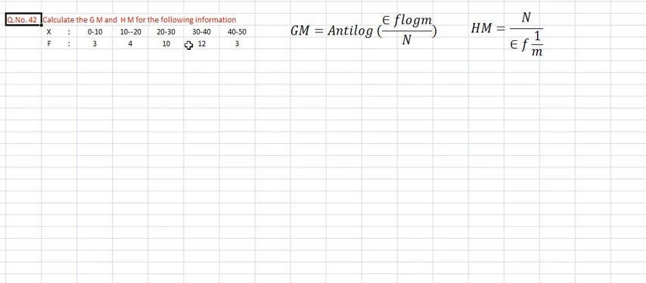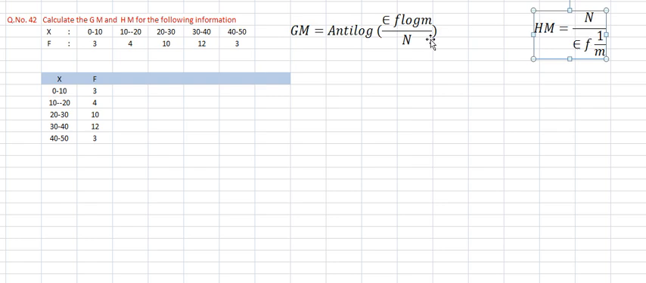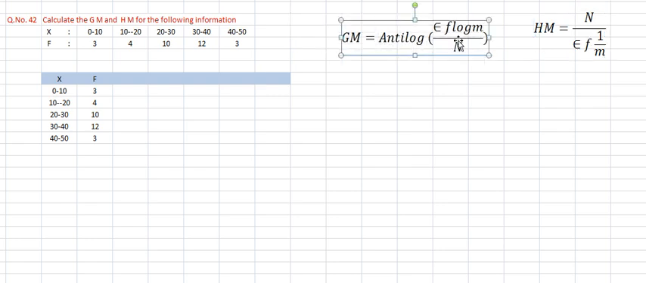So this was the question for you, x and f. I will write the x values here and the f values here. Now you need to find the formula. This formula is for grouped data or continuous series: the geometric formula, and for the harmonic mean, the harmonic formula. Based on these two we have to solve the values.